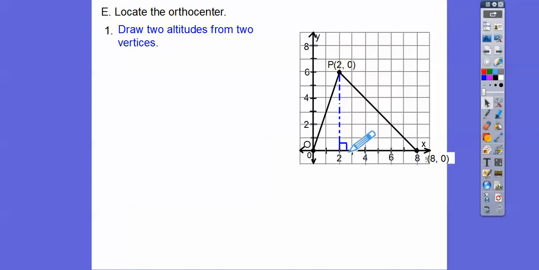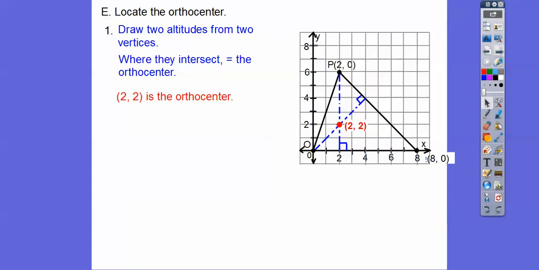Let's try over here next. I'm going to go straight over. I'm not going to go over here because that's not a right angle. I've got to go from here, right angle, right about there. So that's going to give me a right angle right there. Then where those altitudes intersect is going to be our orthocenter. So our orthocenter here on this one is (2, 2).